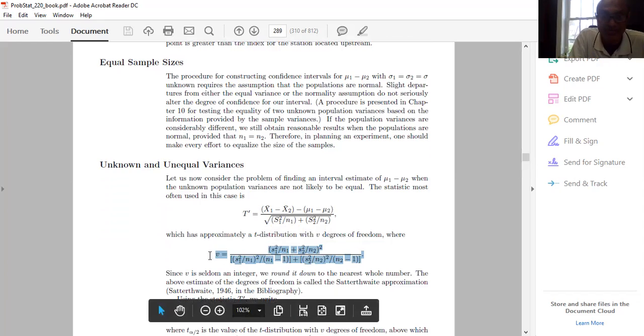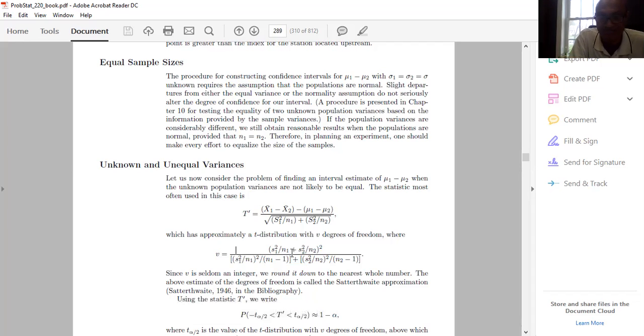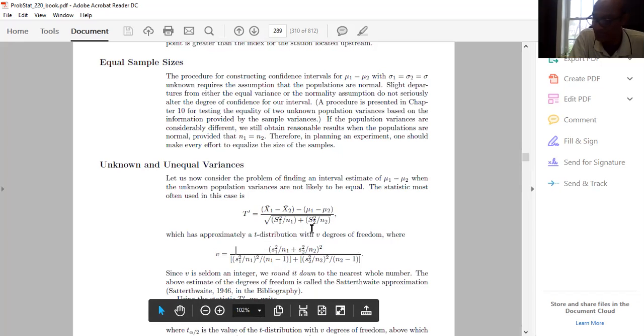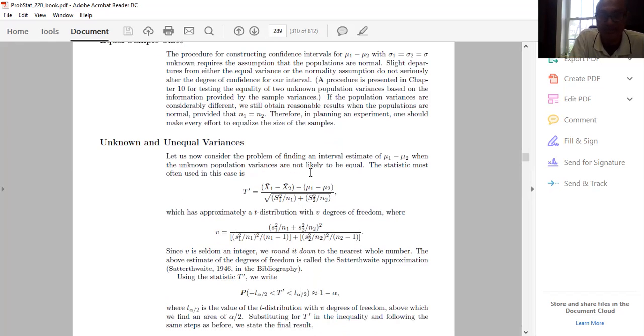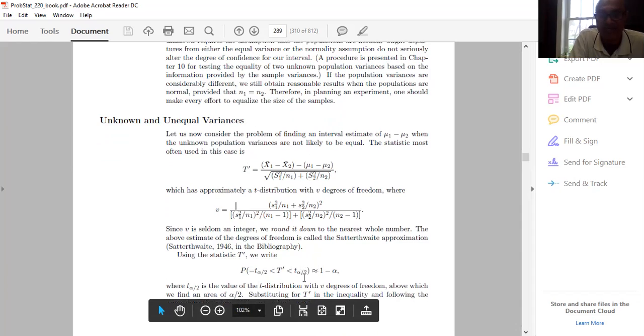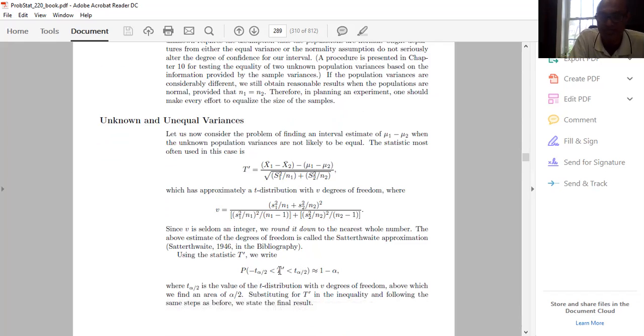So t distribution, here it is given in this form. V equal to s1 square over n1. Previously it was so simple, just n1 plus n2 minus 2, but now it is such an awkward form. So please be attentive. And again, we are going to do the same thing: probability of negative t alpha by 2 less than t dash, now it is t dash, and less than t alpha by 2, is approximately equal to 1 minus alpha. Just plug this value in for t dash and go for the equation of nu1 minus nu2 in the middle part, just by using some algebra.